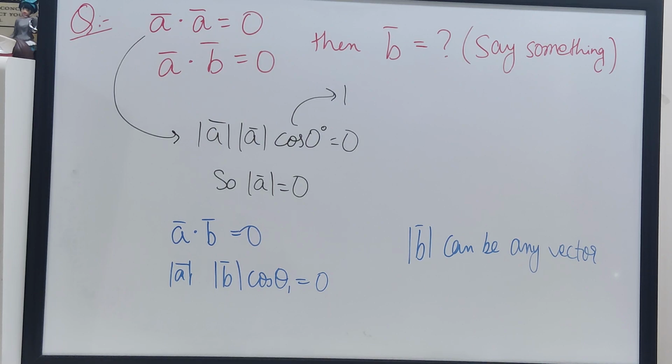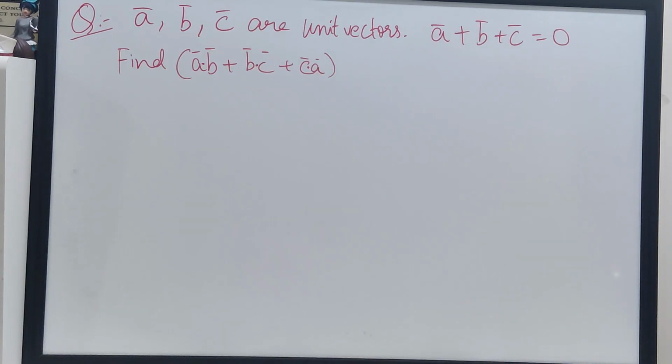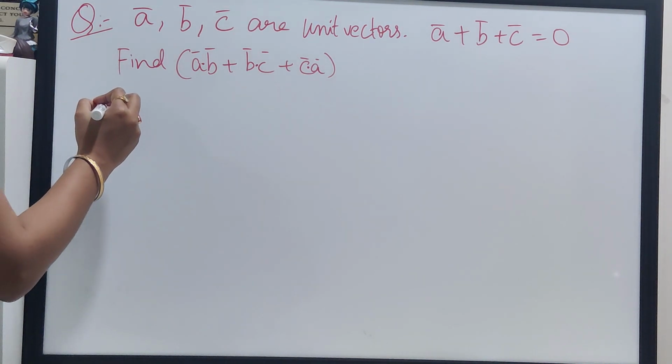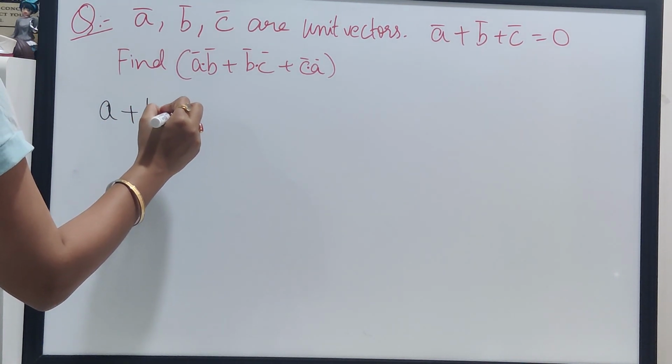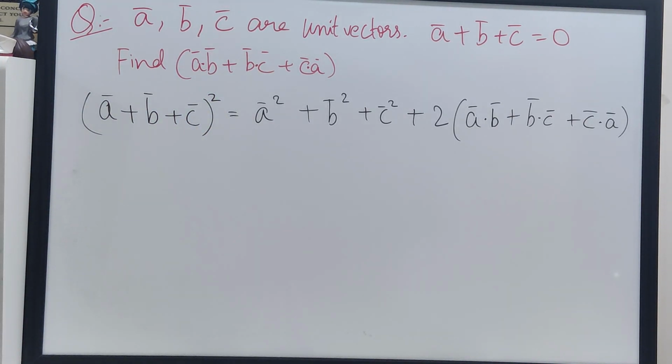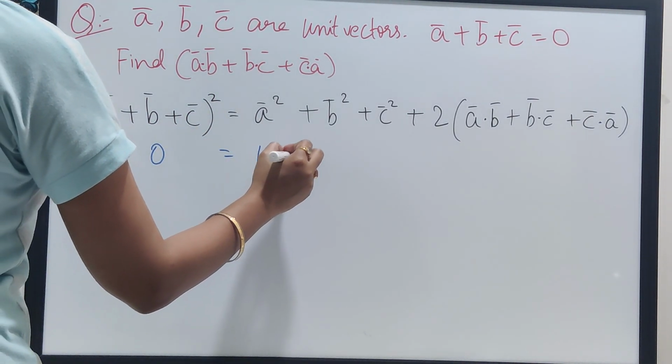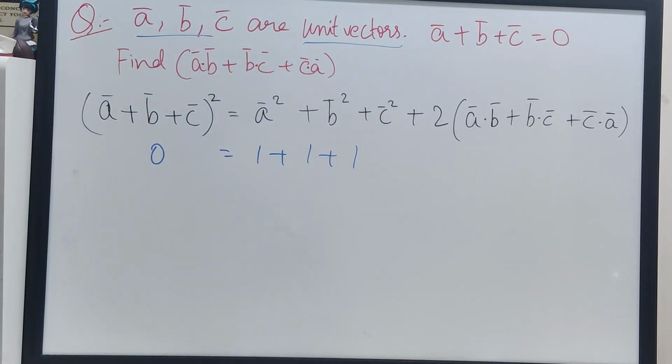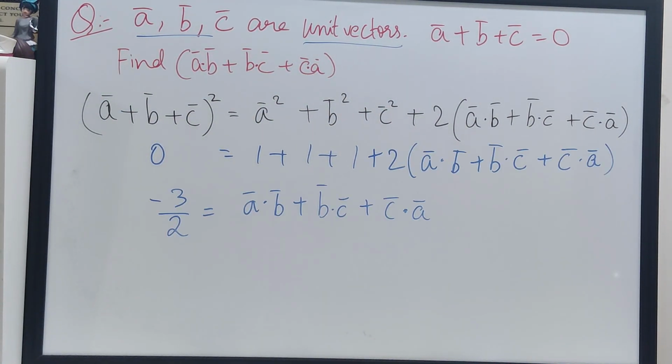So if A is a null vector, then in the next equation A dot B equal to 0, B can be anything, any vector. Next question, if A, B and C are unit vectors, A plus B plus C equals 0, then you have to find A dot B plus B dot C plus C dot A. Can you see a pattern here? Yes. This is similar to (A plus B plus C) whole square. So write it and expand it, which gives you A square plus B square plus C square plus 2 times (AB plus BC plus CA). Put the values and you get AB plus BC plus CA as minus 3 by 2.